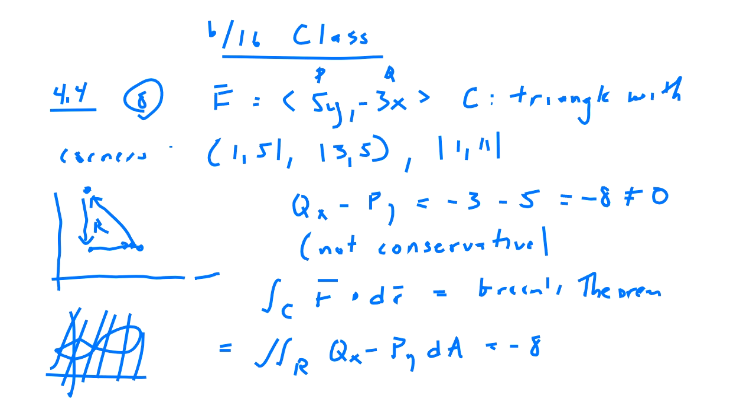Right. I was looking for the more general thing, which is the area of R, but you're getting it. So it's going to be -8 times the area of the triangle, which is 1/2 times the base, which is 2, times the height, which is 6. So therefore, -48.